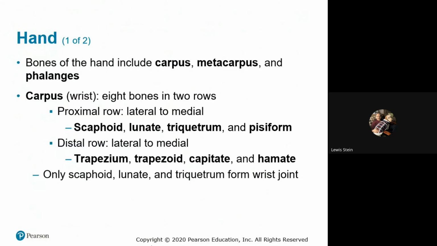The bones fit in 2 rows, and they really are important. You see, I'm drawing them like this. The first row is scaphoid, lunate, triquetrum, and pisiform. And then the next row has trapezium, trapezoid, capitate, and hamate. Okay, so pardon the handwriting, but that's what it looks like.